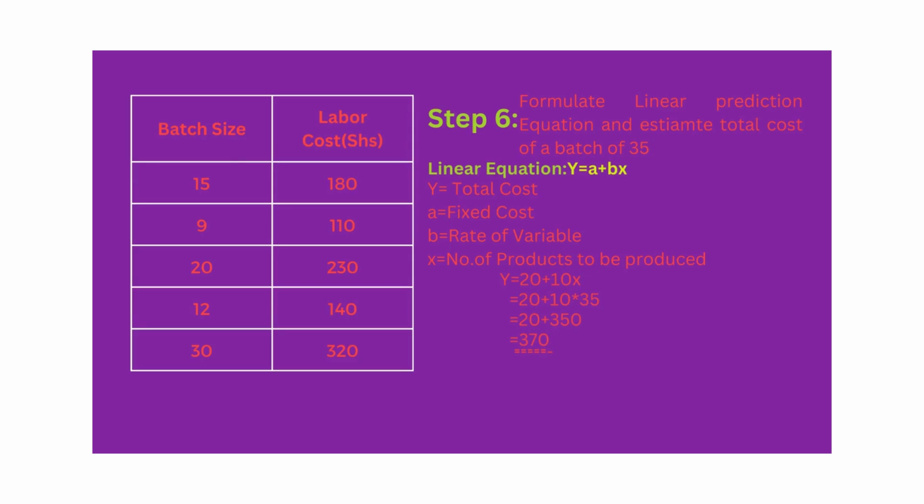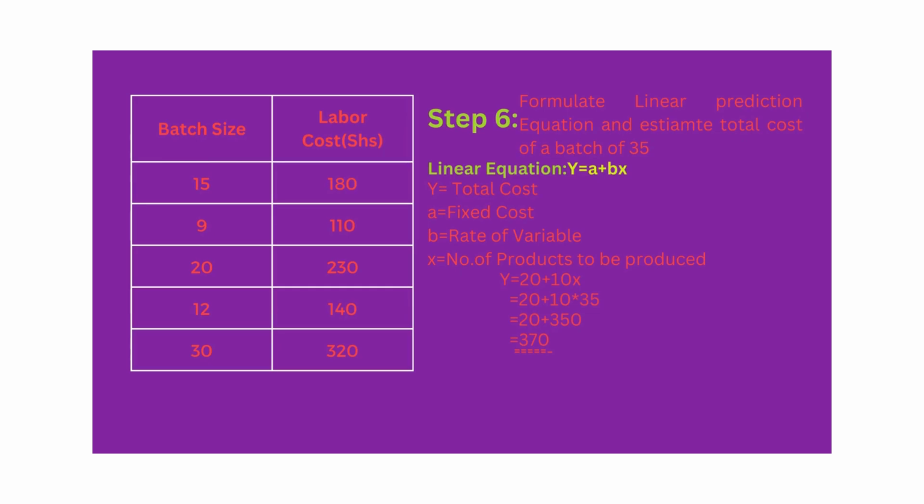Now we are through with our example. We've done what we were required, which was to formulate the linear prediction equation and estimate the total cost of a batch of 35. That's the last part of the high-low method, but we also have the advantages of the high-low method. One, it's easy to use, as we've done it in only 6 steps. Two, the lowest and the highest items will cover the relevant range, because we always take the lowest and the highest, so there is a range in between.